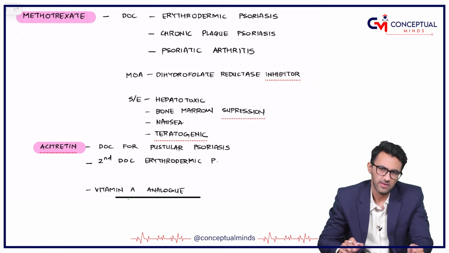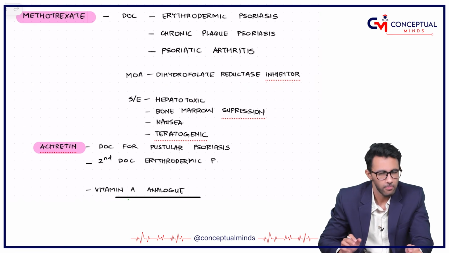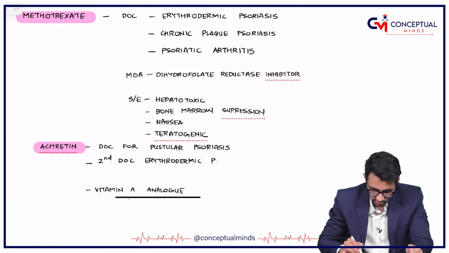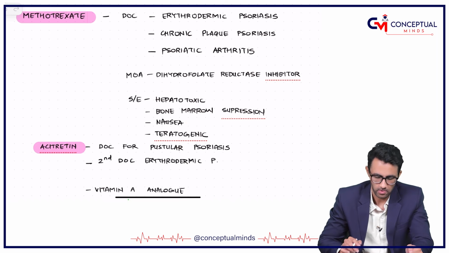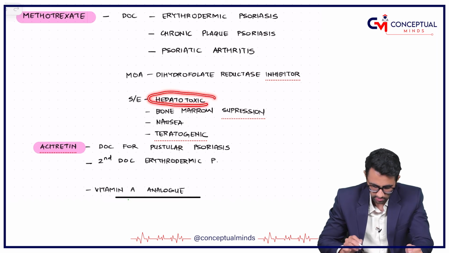What are the side effects of this drug? Very potent drug. First of all, it is hepatotoxic. It causes bone marrow suppression, nausea, and teratogenicity. Okay, the important side effects, we have to remember them. Hepatotoxic is the most important one.